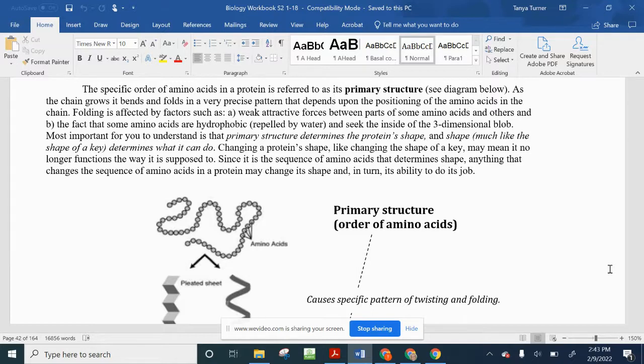Folding is affected by factors such as A, weak attractive forces between parts of some amino acids and others, and B, the fact that some amino acids are hydrophobic, repelled by water, they're afraid of water, and seek the inside of the three-dimensional blob. Most important for you to understand is that primary structure determines the protein's shape, and shape, much like the shape of a key, determines what it can do. Changing a protein's shape, like changing the shape of a key, may mean it no longer functions the way it is supposed to. Since it is a sequence of amino acids that determine shape, anything that changes the sequence of amino acids in a protein may change its shape and, in turn, its ability to do its job.